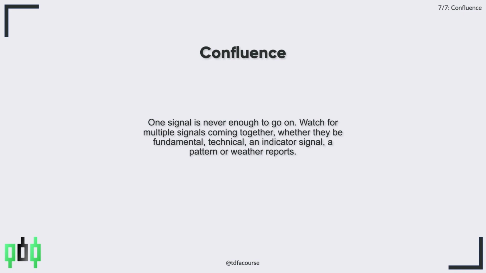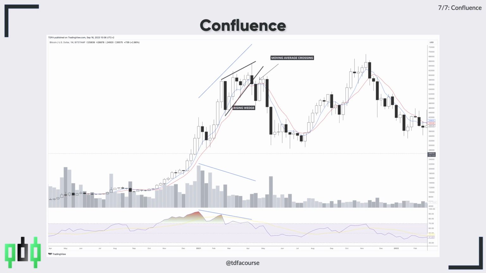Important is that one signal is never enough to go on. Watch for multiple signals coming together, whether they be fundamental, technical, an indicator signal, or pattern, or a weather report, whatever you will. An example of this, we have a rising wedge pattern on the Bitcoin chart over here. We have this moving average crossing to the bearish side. Volume is also going down, but price is moving high. And as you can see on the RSI at the bottom, it is going from an overbought area all the way down, while price does the opposite, and we call this a divergence. In this case, price was actually diverging from volume and from the RSI.